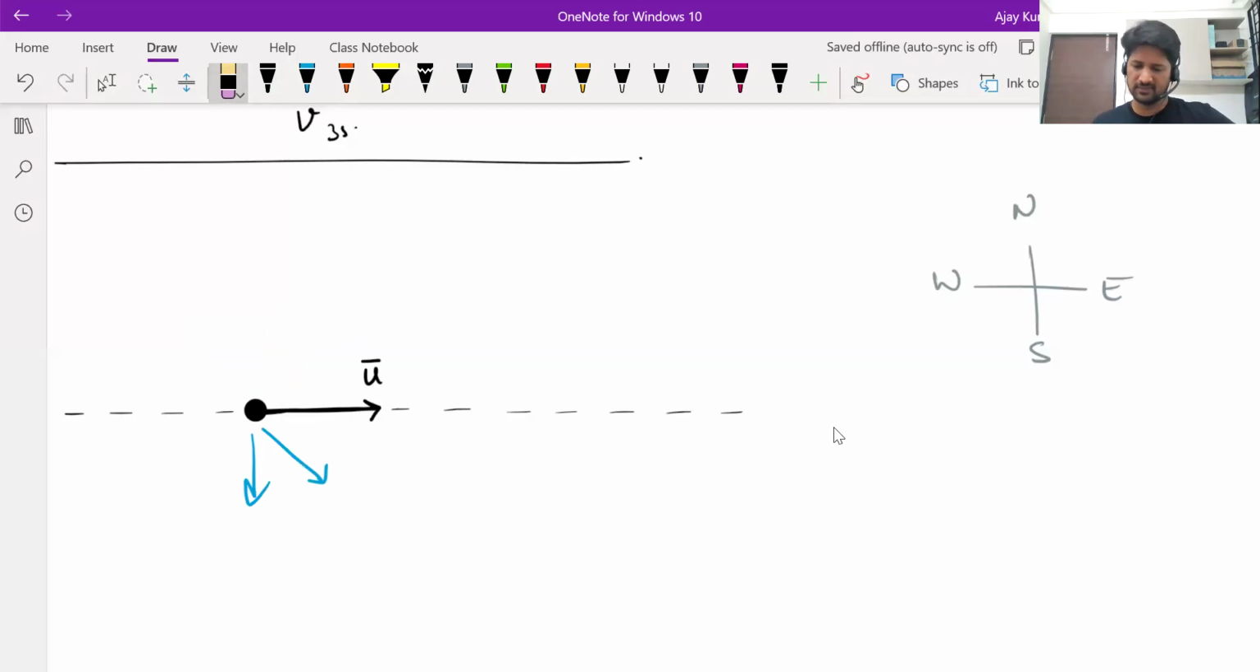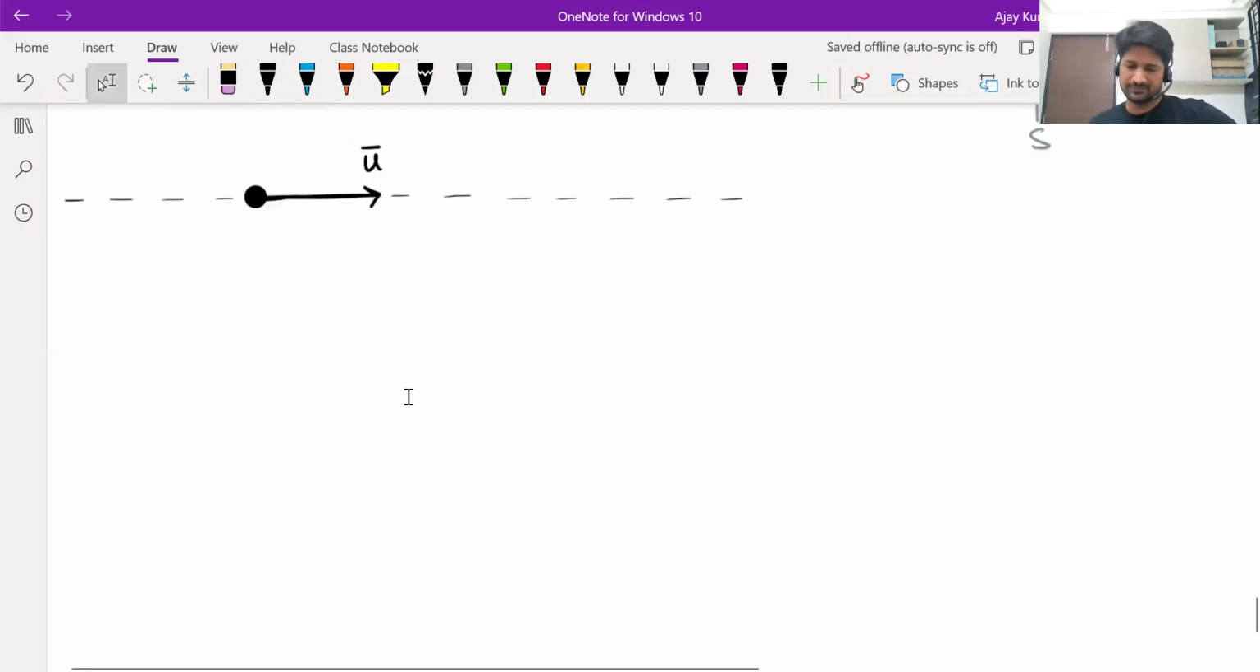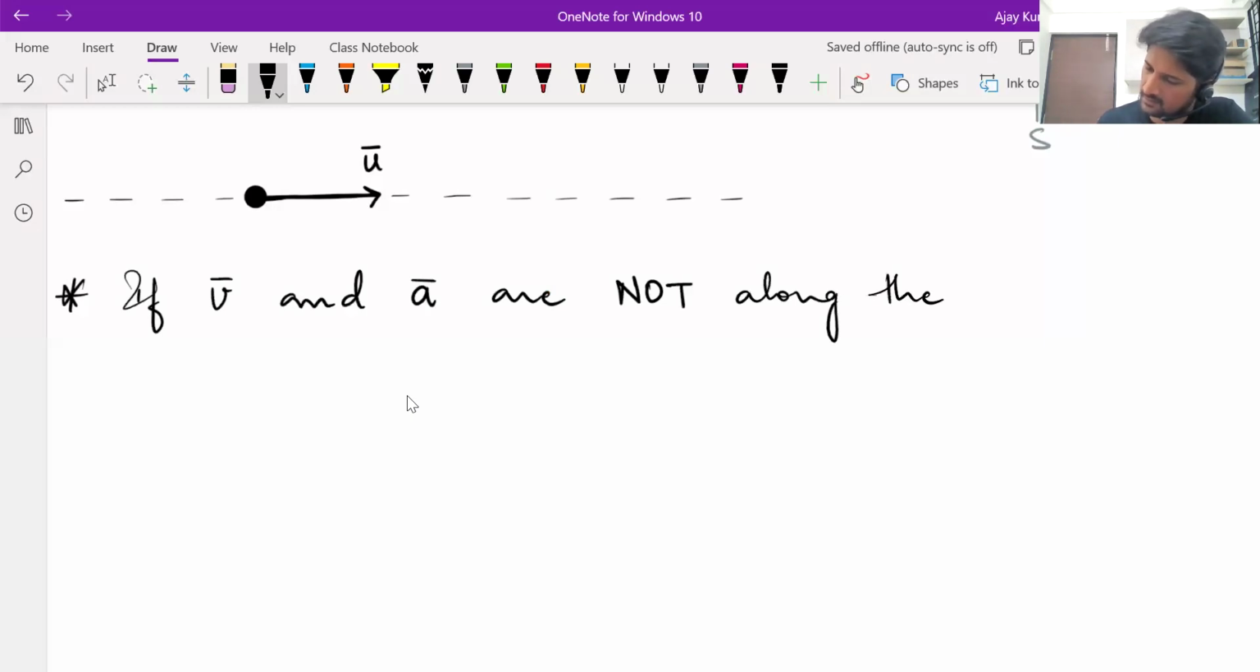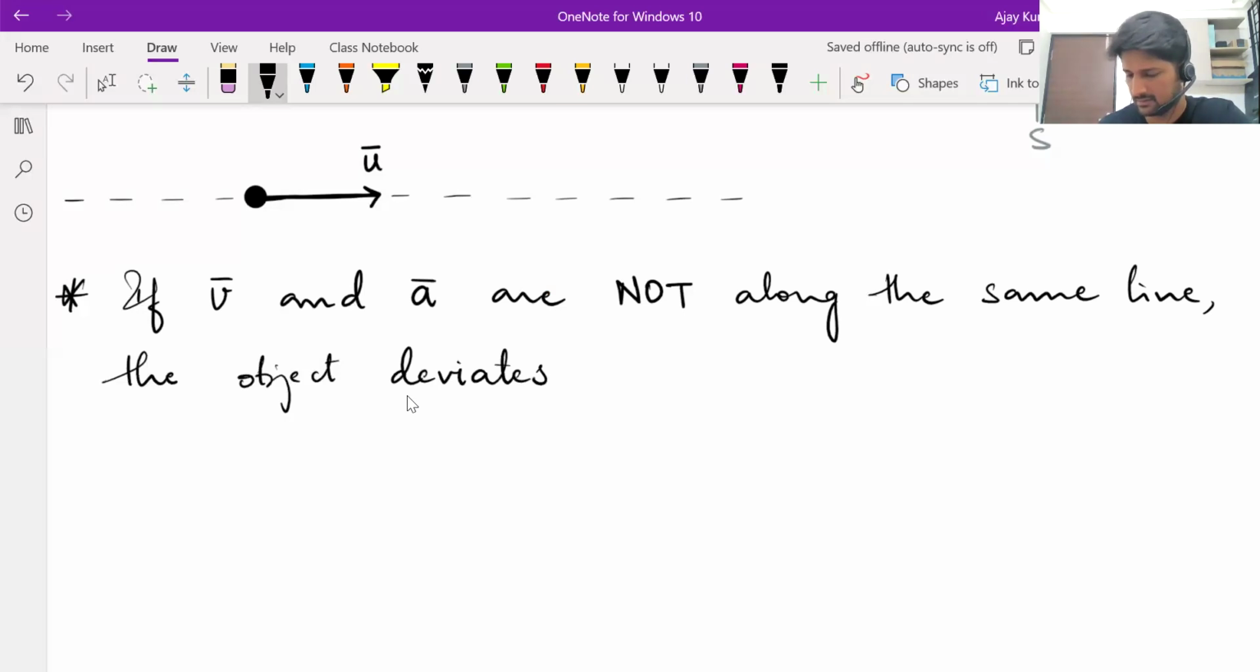Okay, so let us discuss some technical aspects, like mathematical aspects of this. Basically, you apply force in some direction means you give acceleration in that direction. So let's talk in terms of acceleration now. If velocity and acceleration are not along the same line, the object deviates, or you can say turns. Then the motion becomes two-dimensional or three-dimensional.